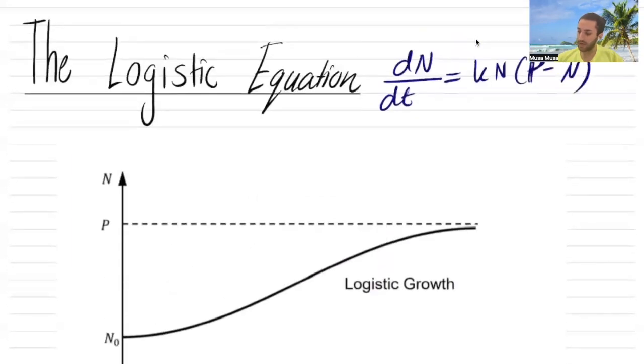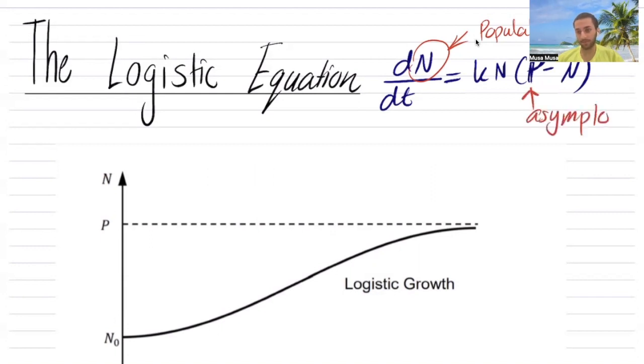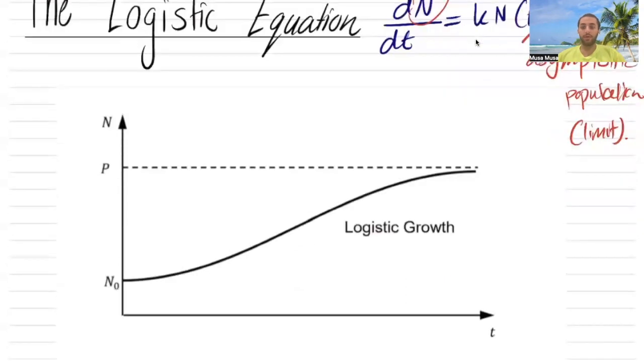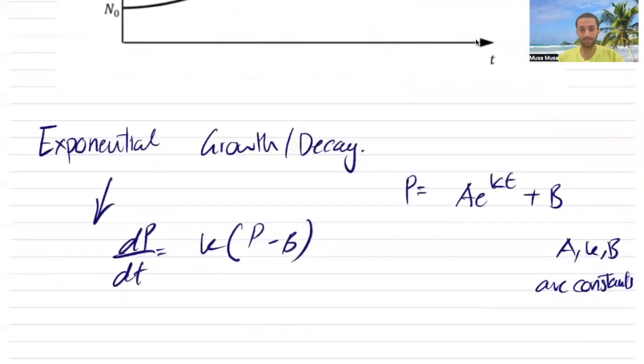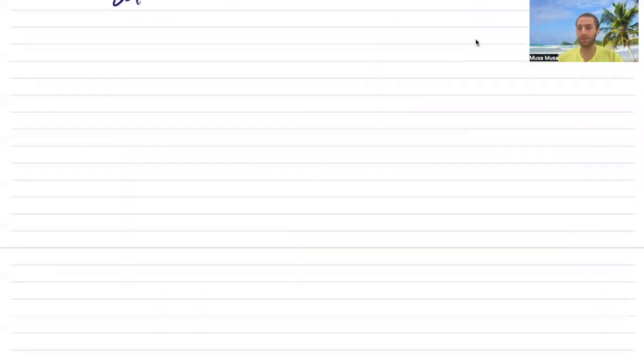Okay, so n is the variable which could represent the population. k is whether it's increasing or decreasing, and p represents the asymptotic population, what it's going to approach as n goes to infinity, so the limit. Perfect. Now, to solve this, actually, I'll get you to solve something like this first, and then we'll come back to that.